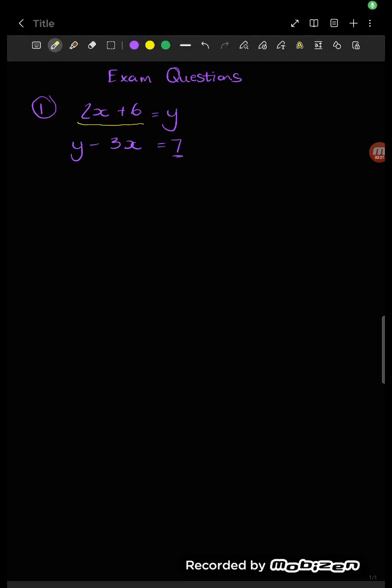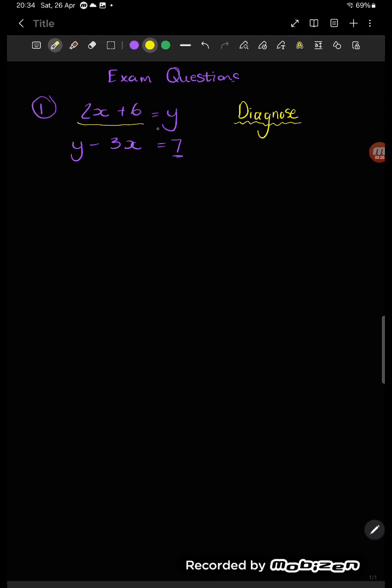Okay, we're going to look at exam type questions with simultaneous equations, meaning the x is exactly the same in both equations and the y isn't the same in both equations. Now the first thing we need to do is diagnose your equation. So we're going to see what's going on here.